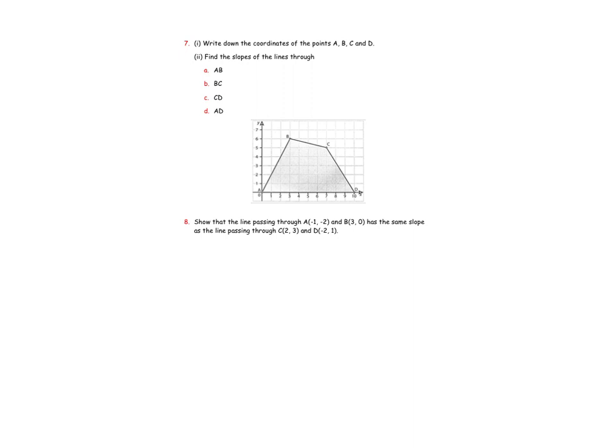Question 7 is a little bit different. It asks you first of all to write the coordinates of A, B, C and D. That should be really, really easy. The second thing it does is it asks you to find the slopes of AB, BC, CD and AD. So just figuring out what the slopes of all those lines are, making sure that the slope again is m is equal to y2 minus y1 over x2 minus x1.